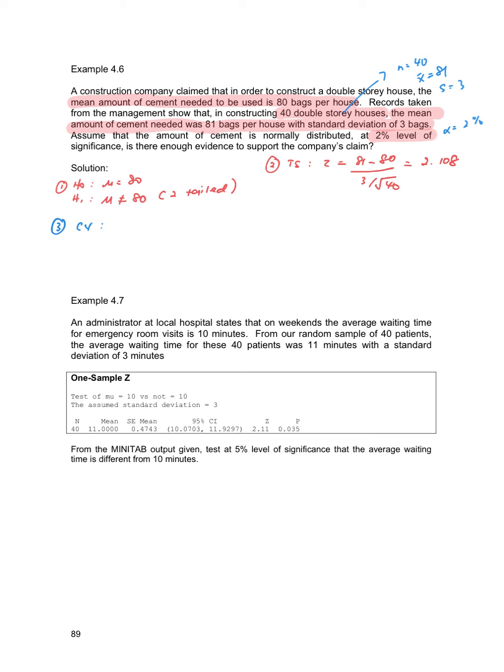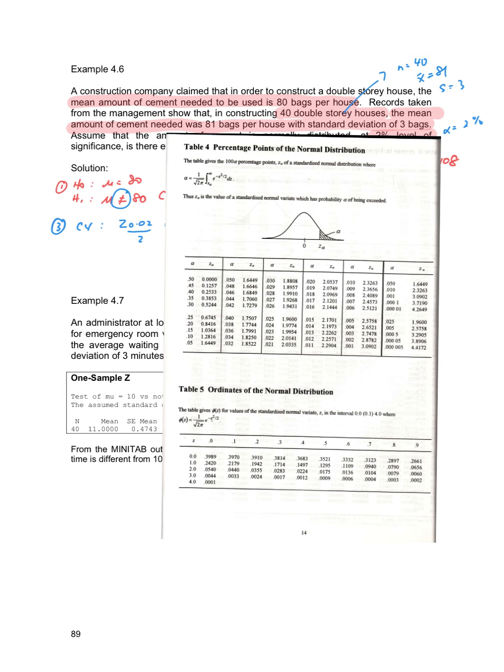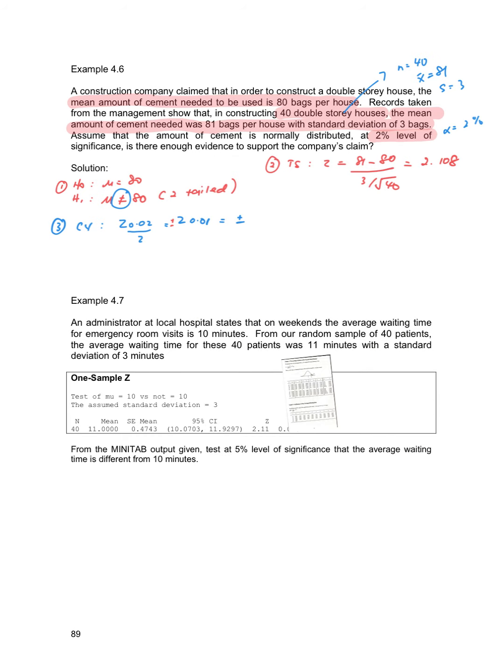Okay. Step yang ketiga, calculate the critical value. So critical value, okay, since we are using Z, so Z alpha kita adalah alpha 0.02, but we need to divide by 2 because this is two-tailed test. So Z 0.02 divided by 2, we get Z 0.01. Don't forget plus minus sign. So meaning that Z 0.01 is here, 2.3263. So plus minus 2.3263.